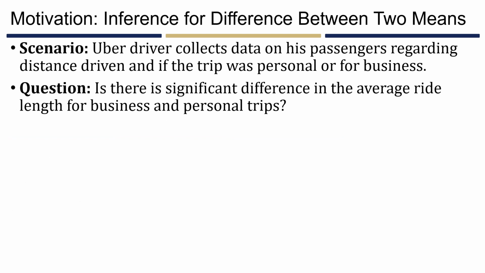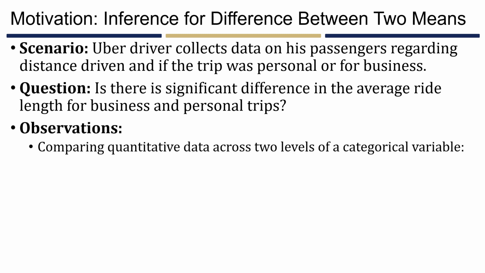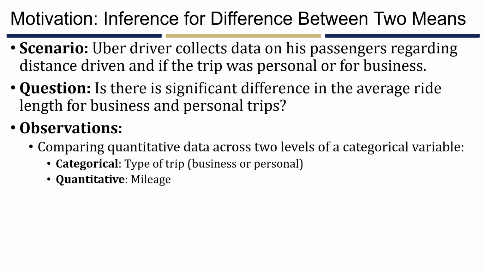So consider this situation. We have an Uber driver, and this Uber driver collects data on his passengers regarding the distance driven and if the trip was for personal or for business reasons. We want to know if there's a significant difference in the average ride length for business and personal trips. So notice first of all that we are comparing quantitative data across two levels of a categorical variable. Our categorical variable is the type of trip, whether it was for business or personal reasons. The quantitative variable is the mileage, the length of the trip.